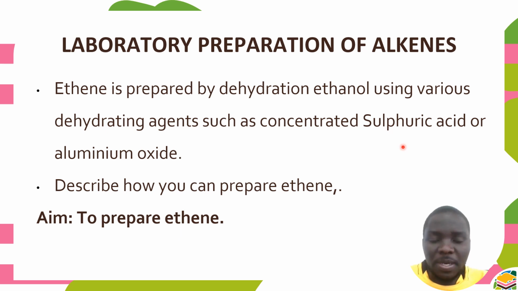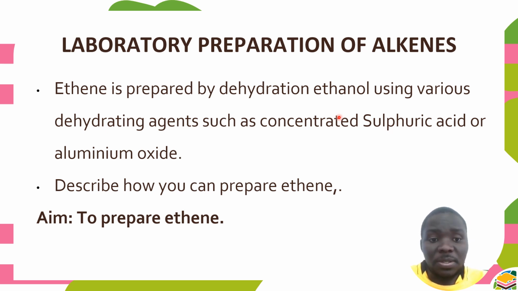We have talked much about alkanes as well as alkenes in the previous videos. We also talked about preparation of alkanes. Now we'll be looking at the preparation of alkenes, which will take a different direction from the preparation of alkanes. Usually the common alkene that is prepared in the lab is ethene. So this is laboratory preparation of alkenes.